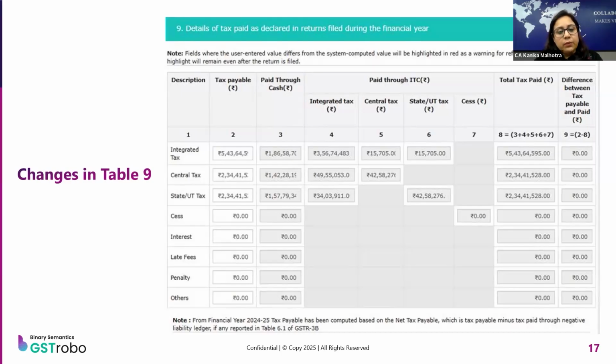But here, table 9 earlier used to have the tax payable amount as the net one. Whatever you have made payable in your returns will be reflected here. Now what change the government has made is that whatever was payable, and whatever adjustments have been made from the negative liability ledgers that have been accumulated so far, will be reflected in the ICS column, that is integrated, central and state taxes, whatever payable.